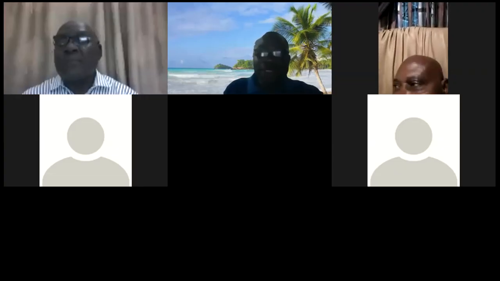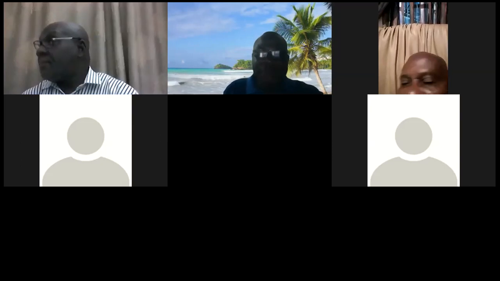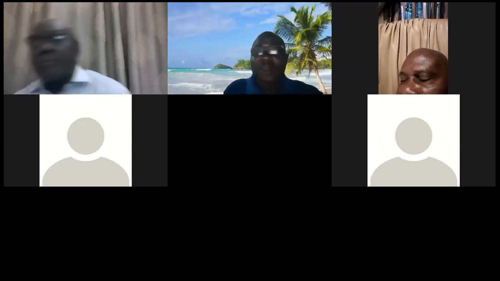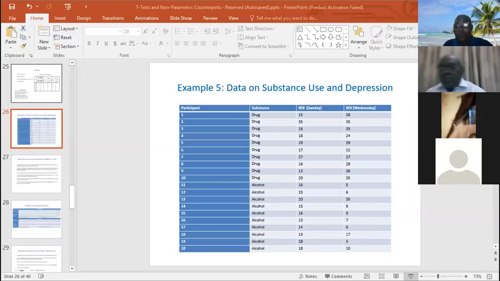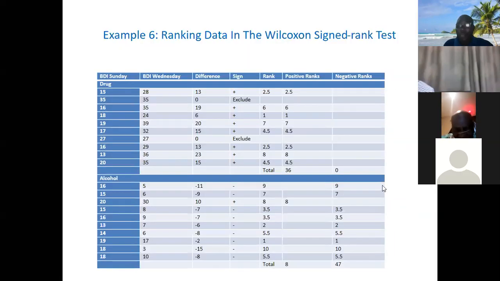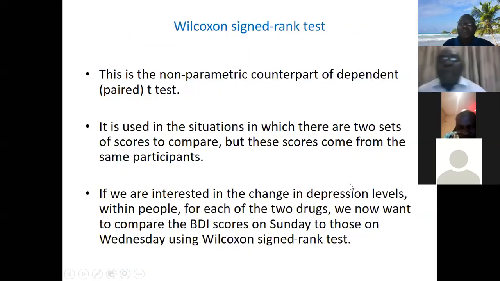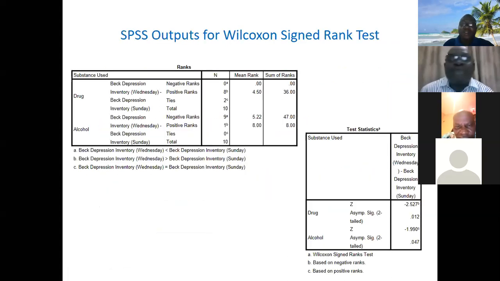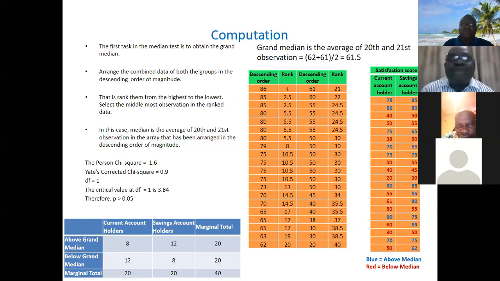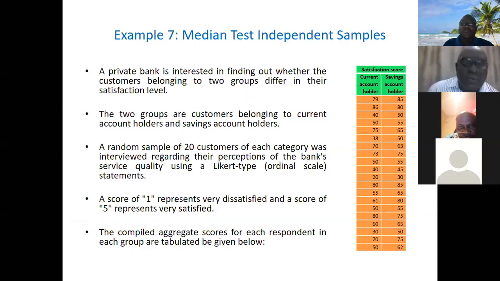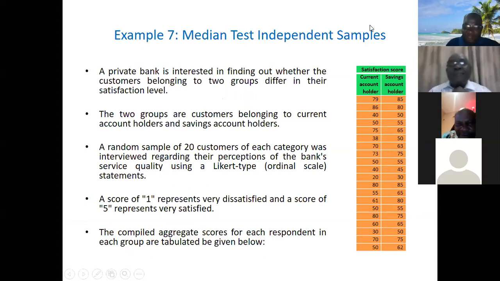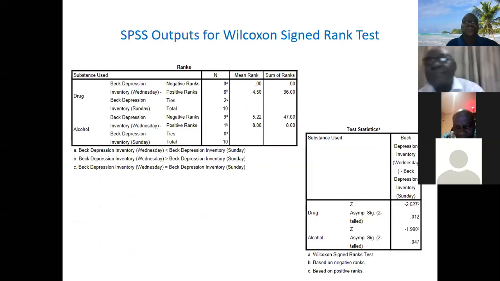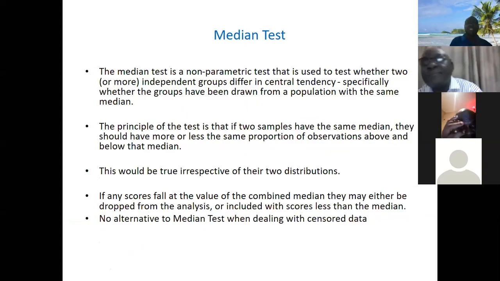Okay, let's quickly look at the last one, the median test. Can you see the slide? If you don't see it, just let me know. I'm still seeing the old one, the output. Oh yeah, example 7. Yes, we are seeing example 7, the median test.